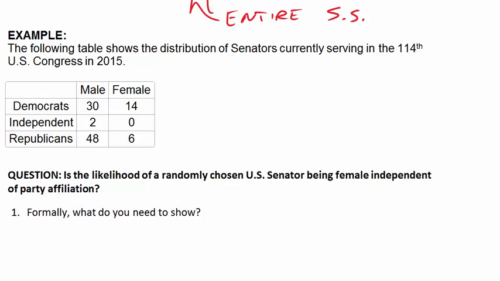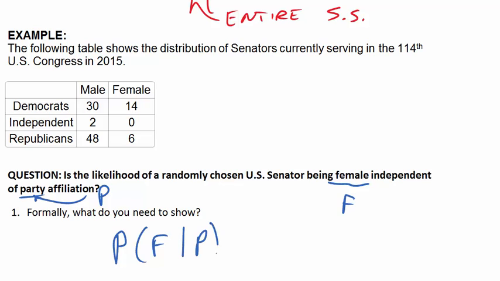So remember, by definition of independence, let's do F for female and P for party. So what I need to know is, is the probability of being female given party affiliation the same as just the probability of being female? If that is true, then being female in the U.S. Senate is completely independent of which party you are in.